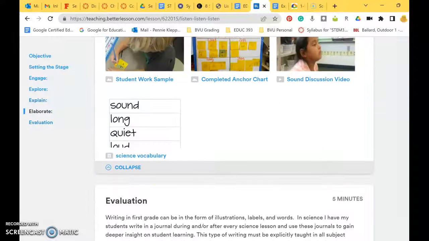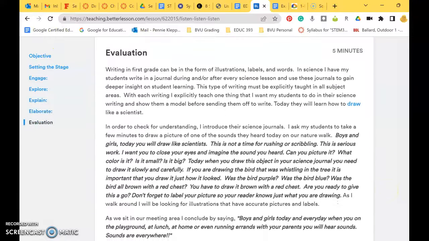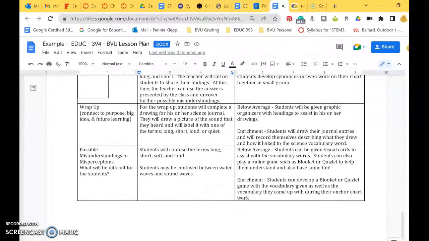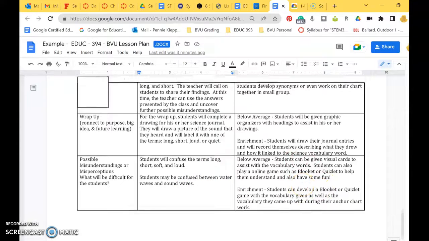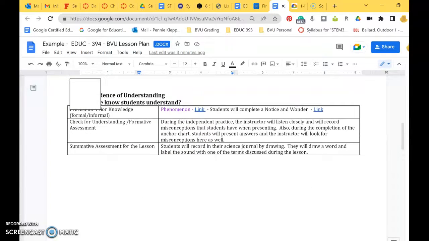And then right here is where I got the vocabulary. And then the very last, the evaluation. If you look down here, the evaluation discusses completing the science journal by drawing. And then I listed the possible misconceptions and how I would help students that were below and above average, or enrichment. And all those things are also listed in stage 2 of the lesson.